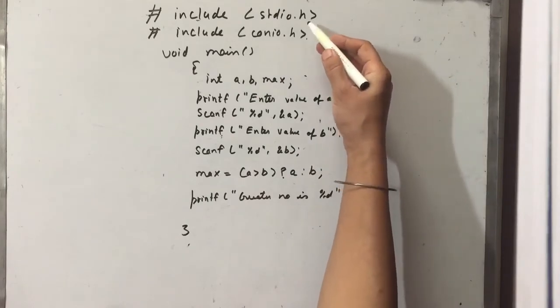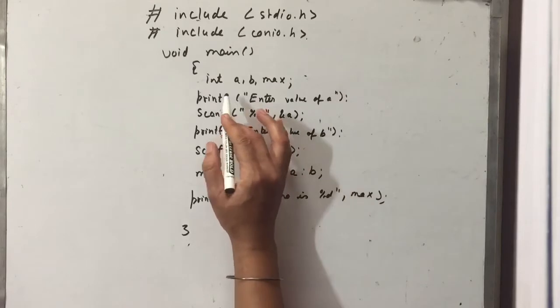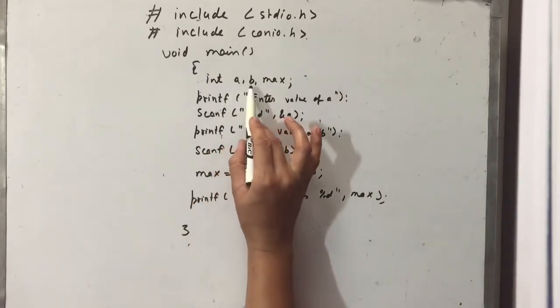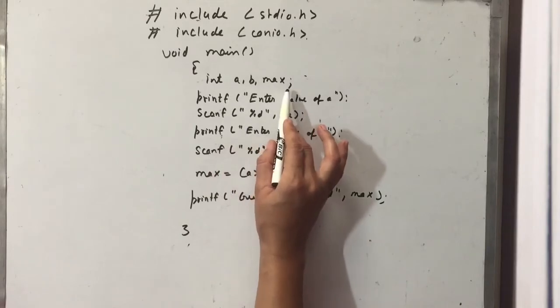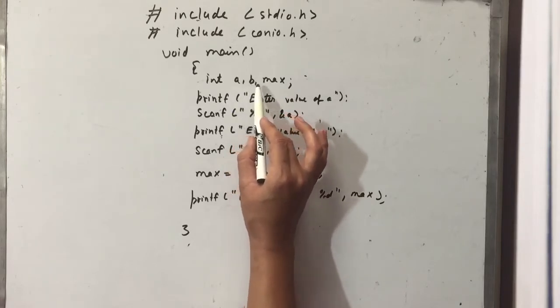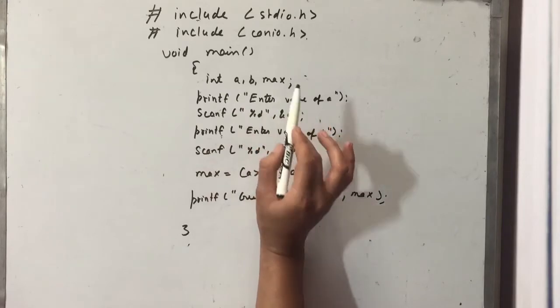We have written the two header files here. We have declared three variables a, b and max. If you have noticed, I have declared three variables in a single statement. If you have to declare variables in a single statement, put commas between the variables: a, b, max and the semicolon. This specifies the end of the statement.